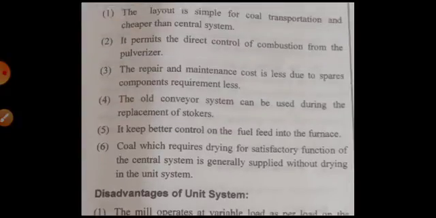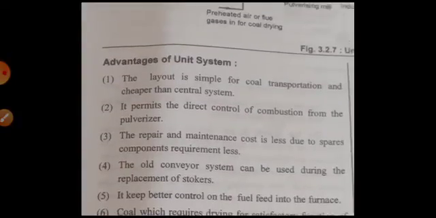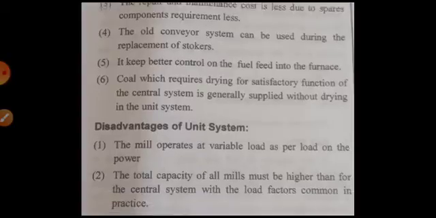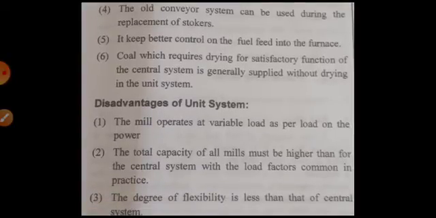Let's see some advantages and disadvantages of the unit system. The layout is simple for coal transportation and cheaper than the central system. It permits direct control of combustion from the pulverizer. The repair and maintenance cost is less, due to less requirement of separate spare components. The old conveyor system can be used during the replacement of stokers. It keeps better control of the fuel feed into the furnace. Coal which requires drying for satisfactory function of the central system is generally supplied without drying in the unit system.